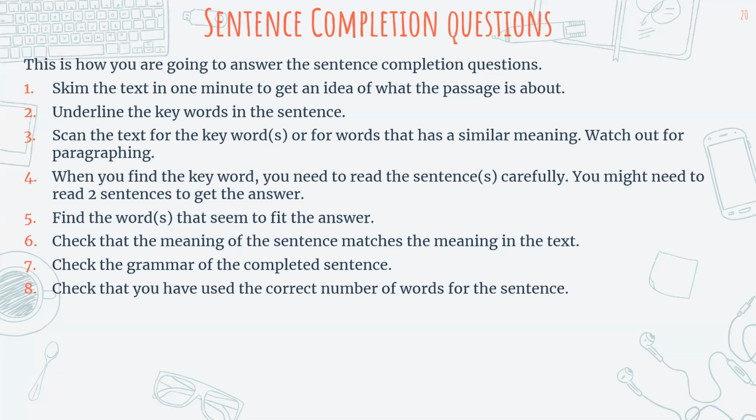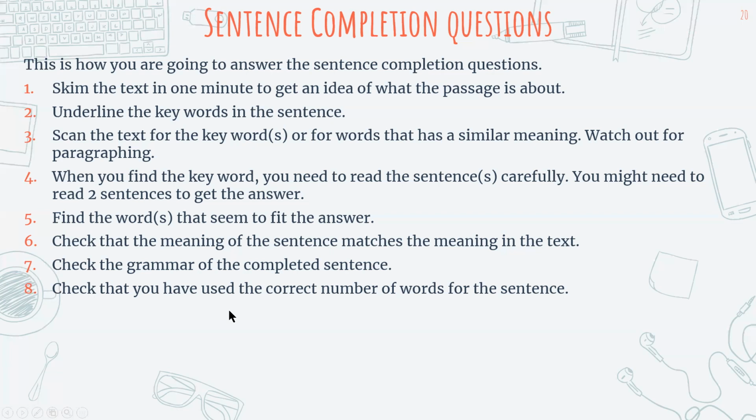Fourth, when you find the keyword, you read maybe 1 or 2 sentences around the keyword, okay? And you have to read them carefully. You might need to read 2 sentences to get the answer. Find the word or words that seem to fit the answer. Then check the meaning of the sentence matches the meaning in the text. Check the grammar of the completed sentence. Check that you have used the correct number of words for the sentence. Actually, the last 3 can be done in just 1 step.